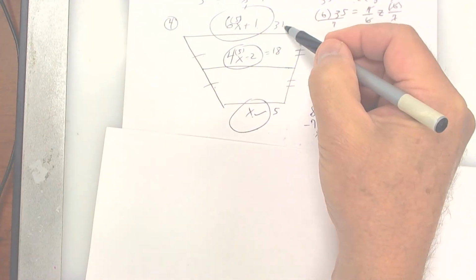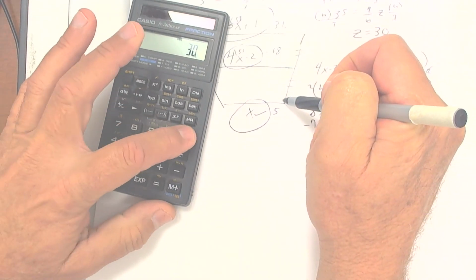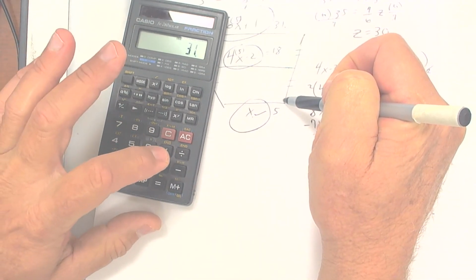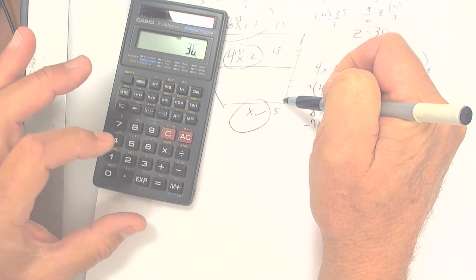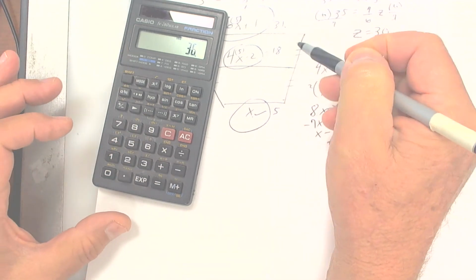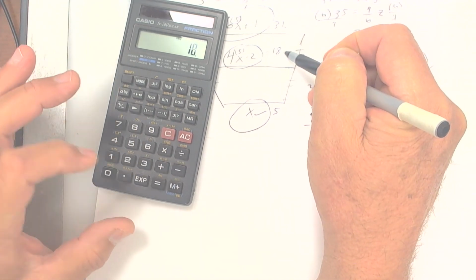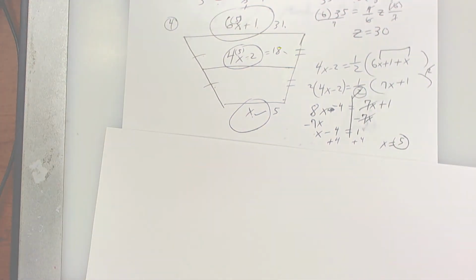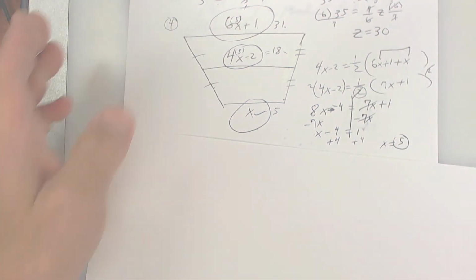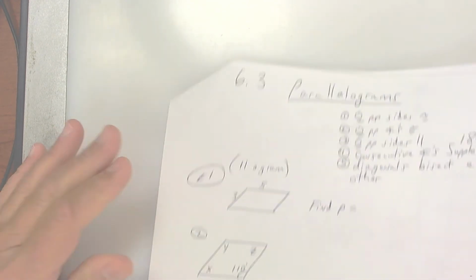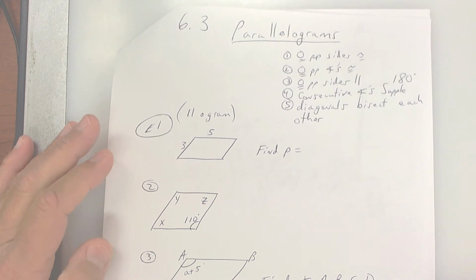If you add it, let's check it. 31 plus 5, press equals, and then divide by 2. It should be equal to 18. And it is. Okay, there it is. That's the mid-segment theorem. Let's talk about today's work. We're going into a new section here. Parallelograms. Copy everything you see on a new sheet of paper.